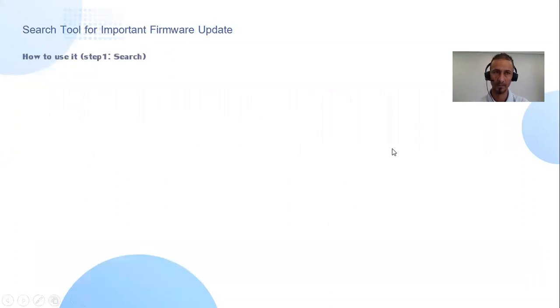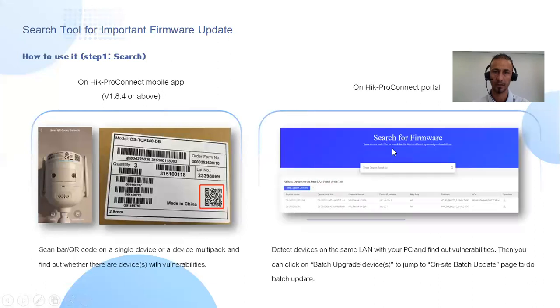Okay, so this is just a search tool for important firmware devices and how to use it. On the HIK Pro Connect mobile application, we are then able to scan the physical QR code of the physical devices. And then obviously we can also see if that physical device is vulnerable or not. So like I mentioned before, I'll use this particular model, which is the DS-TCP440.